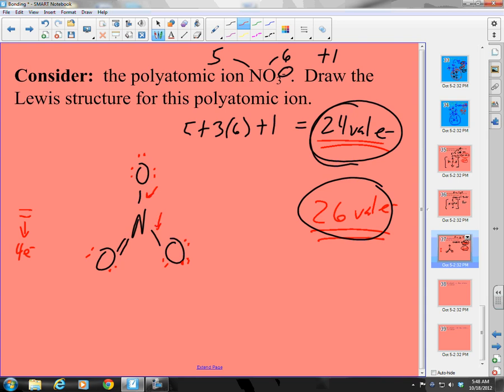2, 4, 6, 8, 10, 12, 14, 16, 18, 20, 22, 24. I have 24 pictured here. How many electrons are on my oxygens? 2, 4, 6, 8, for each of the three. How about my nitrogen? 2, 4, 6, 8. Good. So that would be correct.